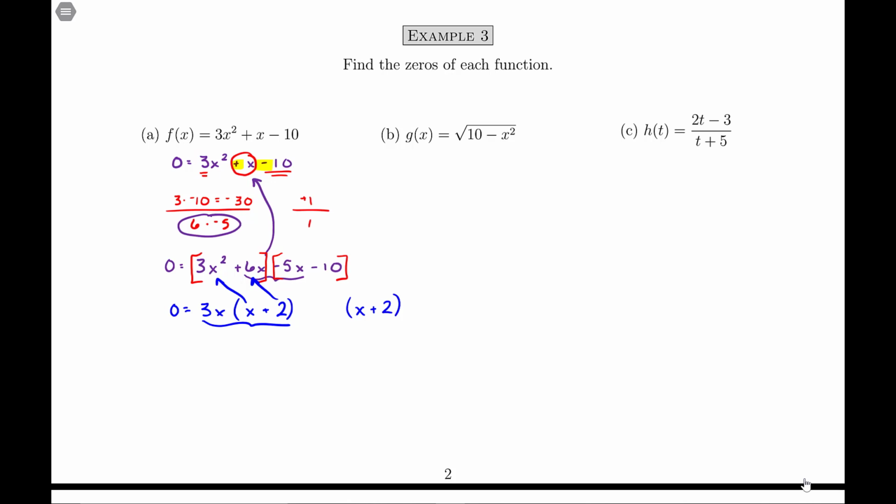So you have to ask yourself, what can I multiply x by and make it negative 5x? And what can I multiply 2 by and make it negative 10? In both cases, the answer is negative 5. And the way we write this out now that we've come up with the factors, we have a repeated factor of x plus 2.